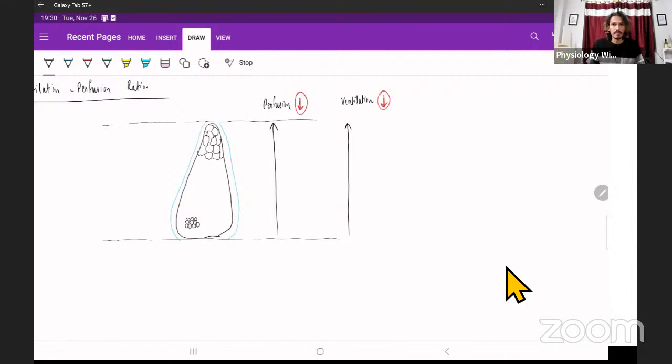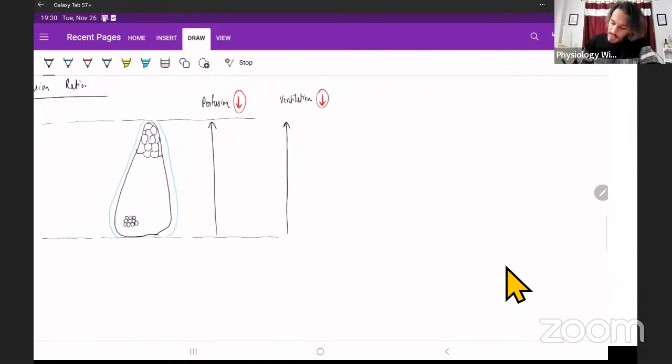Perfusion is dropping, ventilation is also dropping. But when we look at the ventilation by perfusion ratio, somewhere around the middle it is around 0.8. Once you go to the top, it is around 3. And once you go to the bottom, it is around 0.6.